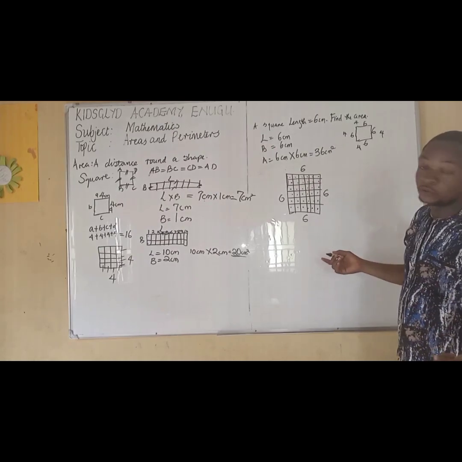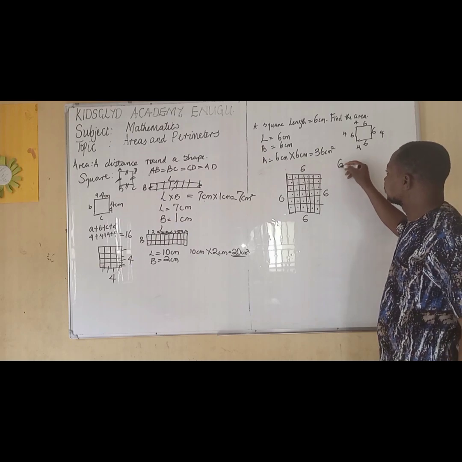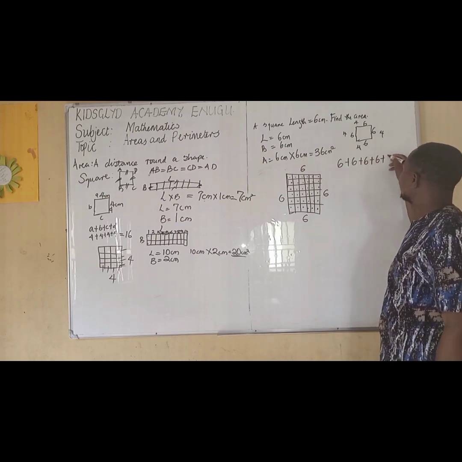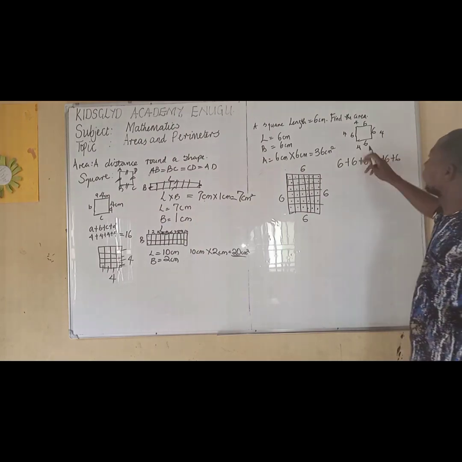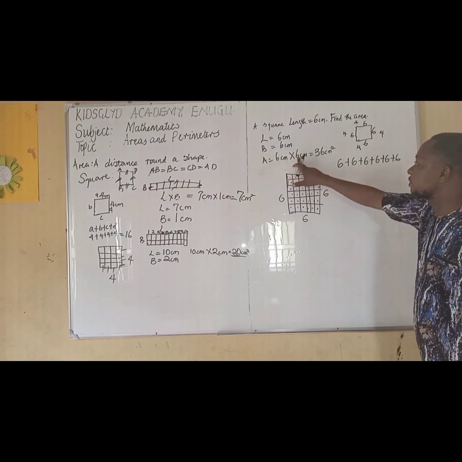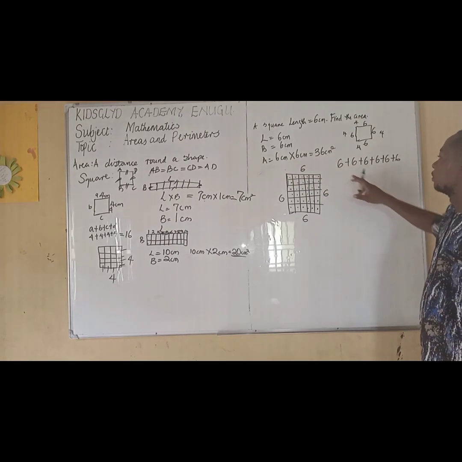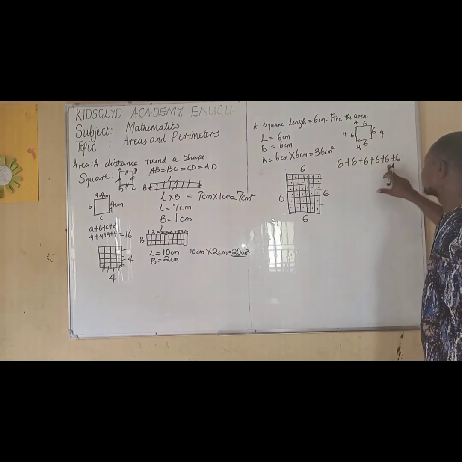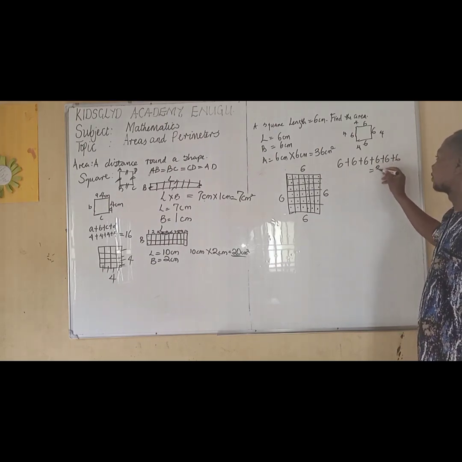Which is not supposed to be so. 6 into 6 places means 6 plus 6 plus 6 plus 6 plus 6 plus 6. That is what we have here. 6 times 6. We say area is what? 6 times 6. That means 6 in 6 places. So this will be 6, 12, 18, 24, 30, and 36. That's why we have 36 as the answer.